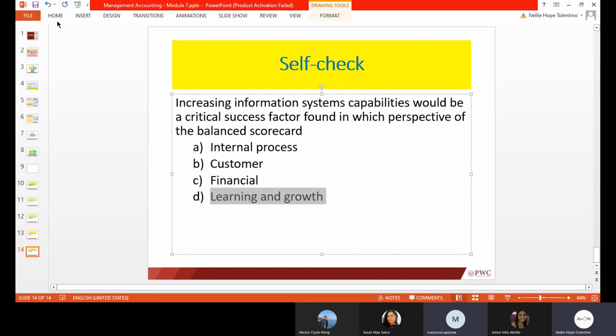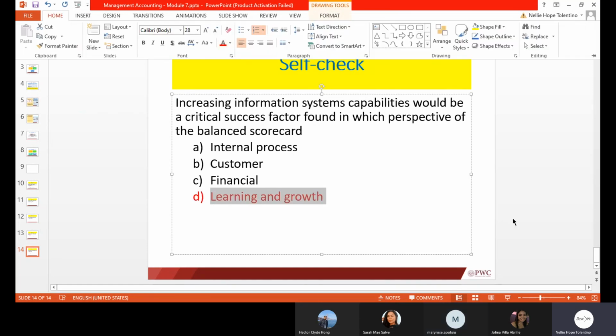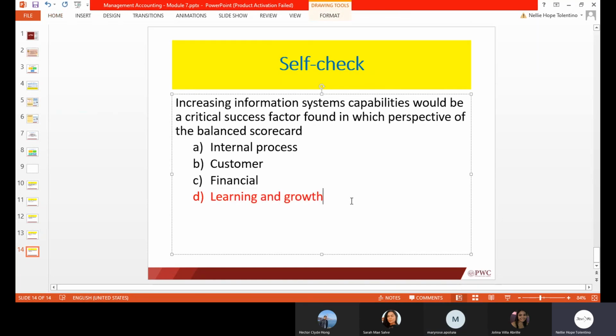Yes, it's learning and growth. Bakit siya sa learning and growth? From this word, increasing information systems. Yes, from the word increasing, kasi learning and growth has something to do with developing your processes, innovation. Dito, i-increase mo daw yung information system capability ninyo. So, it has something to do with growth. So, learning and growth.